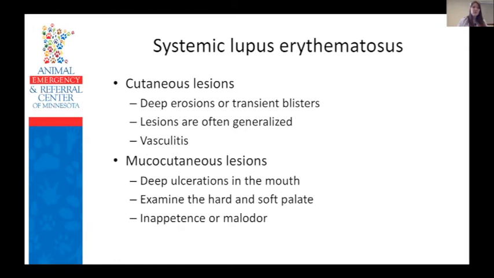Lesions are often generalized with systemic lupus, and again, vasculitis lesions. Mucocutaneous lesions, again, are those deep ulcers in the mouth, similar to what we saw with PV, pemphigus vulgaris. Always look at the hard and soft palate. That's a large area where we'll see these lesions. They'll have huge ulcerations and plaques there. So look in the mouth, and a lot of dogs are very mouth sensitive because they have these lesions. They can often have malodor and don't want to eat because they feel like crap.